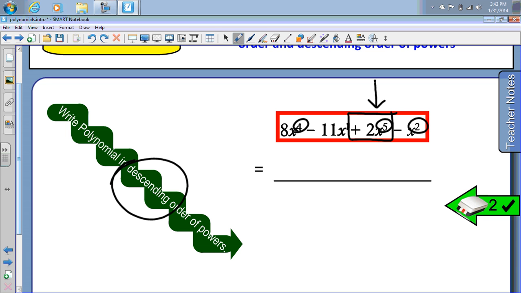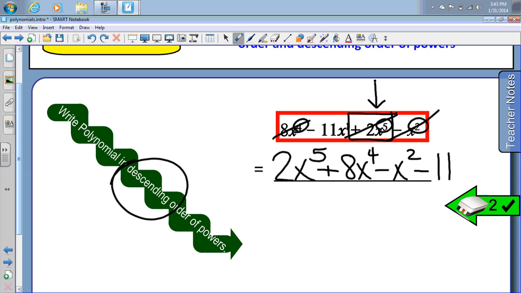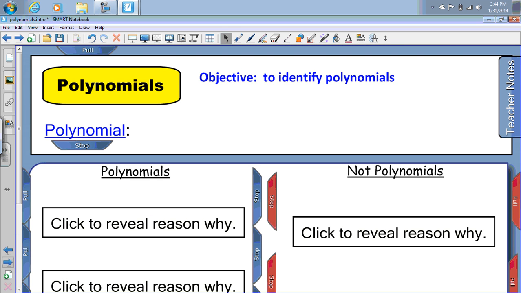So it's 2x to the 5th, okay? Plus 8x to the 4th because it was positive. That one's done. That one's done. Minus x squared and minus 11x. Let's see if that's what they agree with. I believe so. Okay? So let's move on. We understand how to do descending order.